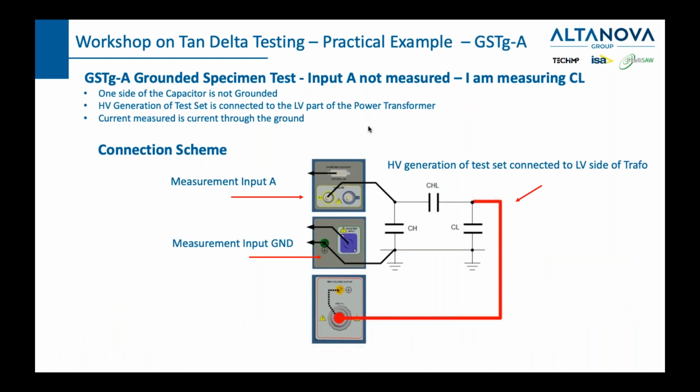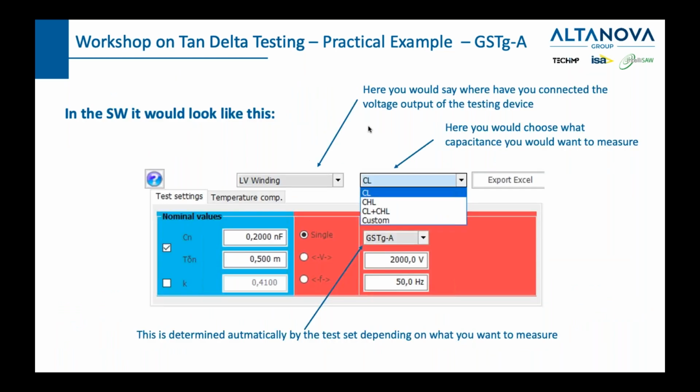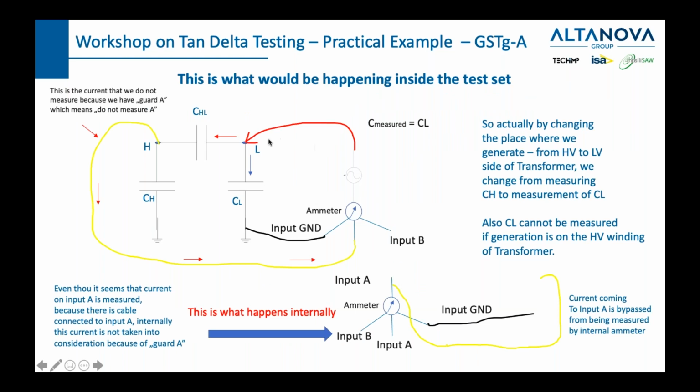And let's see one more example. Here we are now doing the measurement of CL. On the low voltage winding I'm generating, and I'm choosing which capacitance I want to measure, CH, CHL, CL, or CL plus CHL. I choose CL, and I'm doing the same thing as before, generating here and only measuring this current. Even though this is connected, I'm bypassing it and just measuring the ground current.